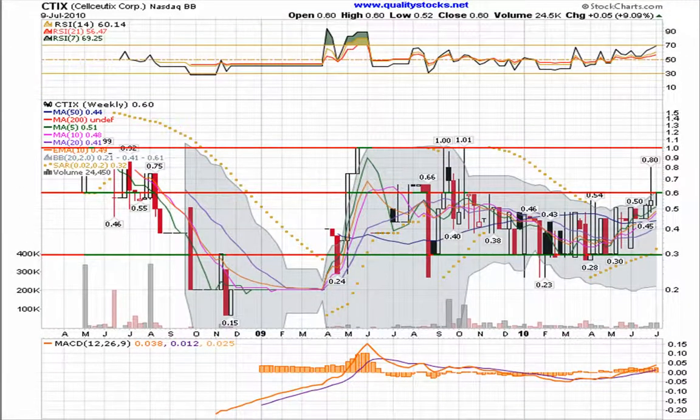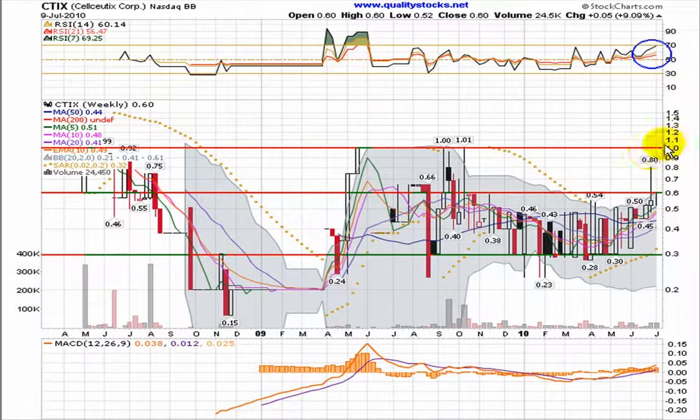So when you take a look at charts like this that are thinly traded, low float stocks, you want to look for certain things on an overall perspective. And CTIX has a very nice look to it. You can see the 200 day is actually undefined because of the setup of this chart. But it's trading over all the moving averages, trading well above the middle Bollinger Band, starting to show some serious strength and turning into a bullish chart.